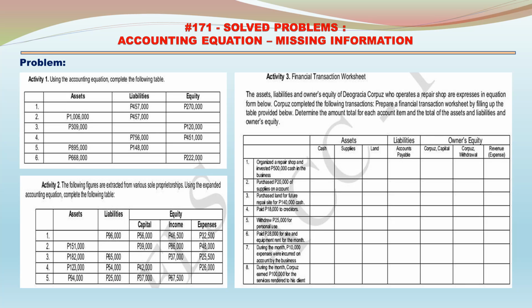1. Organized a repair shop and invested 500,000 cash in the business. 2. Purchased 20,000 of supplies on account. 3. Purchased land for future repair site for 140,000 cash. 4. Paid 18,000 to creditors. 5. Withdrew 25,000 for personal use. 6. Paid 28,000 for site and equipment rent for the month. 7. During the month, 10,000 expenses were incurred on account by the business. 8. During the month, Corpus earned 100,000 for the services rendered to his credit.